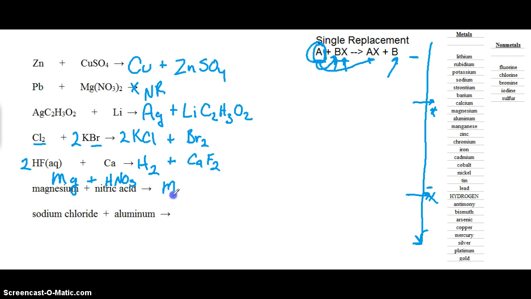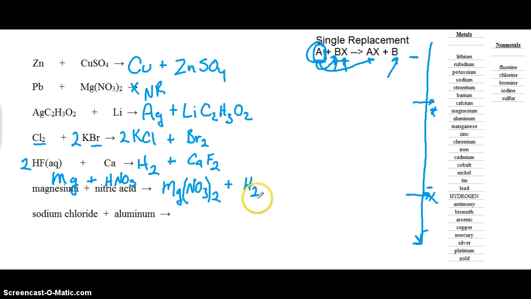The magnesiums are +2. The nitrates are -1. Since I need 2 nitrates, and nitrate is a polyatomic ion, I must put it in parentheses and put a 2 on the outside. So again, these are +2. I need 2 of these at -1. Since it's a polyatomic, I put it in parentheses with a 2 there. And then again, just like the previous problem, the hydrogen will now be by itself, and so I'm going to have an H2.